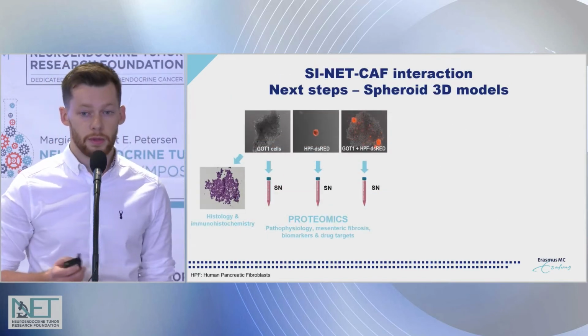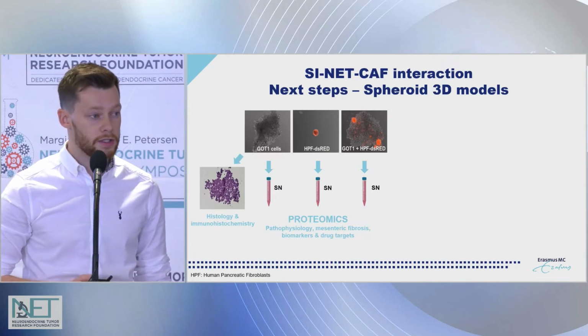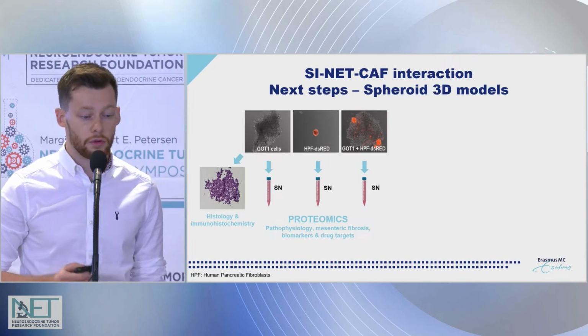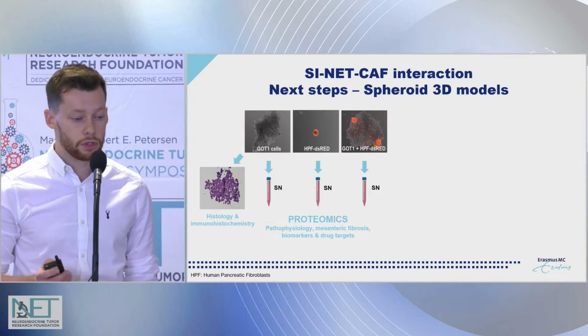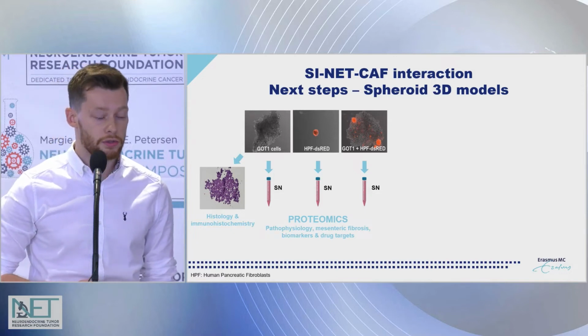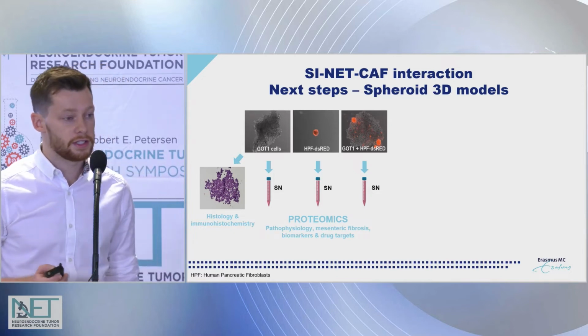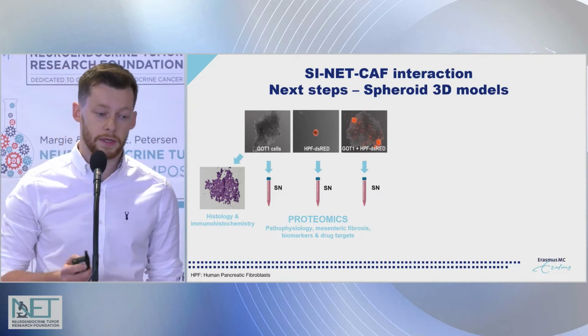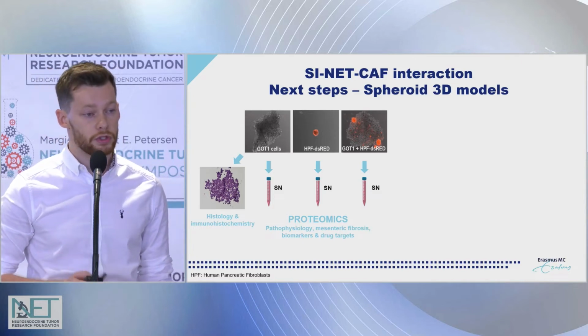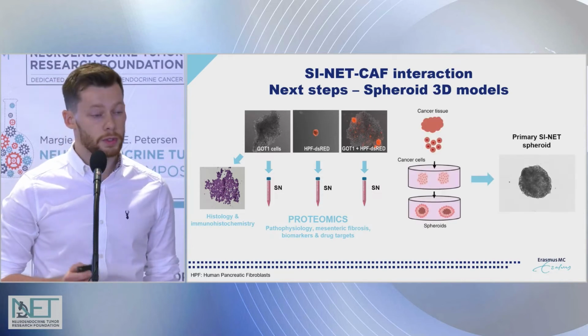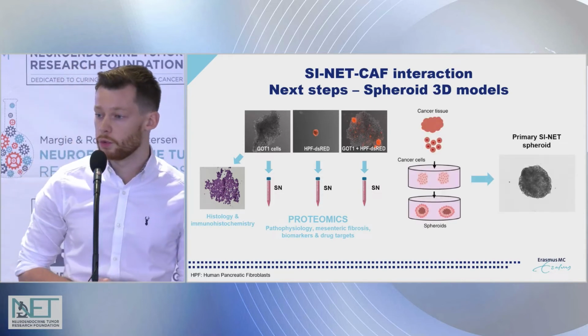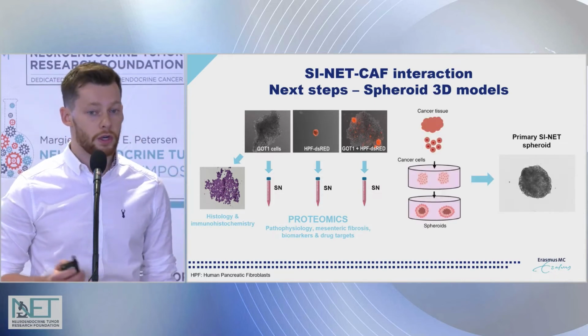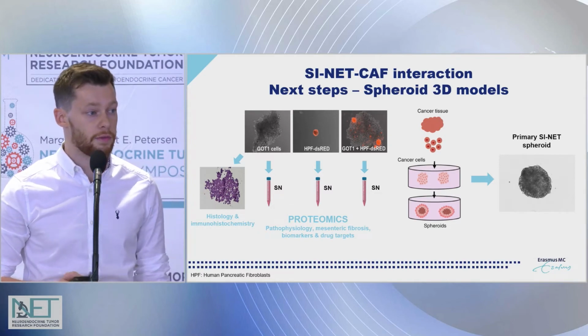So the next steps from this model is to again take the supernatant of the different types of spheroid and run proteomic analysis, and also to perform histology and immunohistochemistry on the different spheroids to better assess at the cellular level the interactions that are happening between the cells when they're in close proximity to each other, with the ultimate goal of isolating and culturing primary SINET spheroids and co-culturing those with the CAFs isolated from SINET patients.